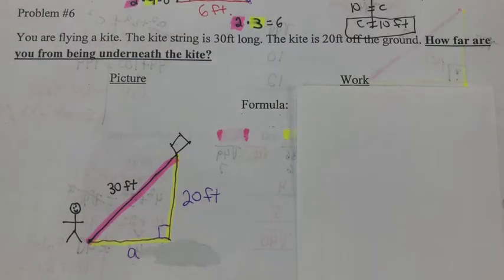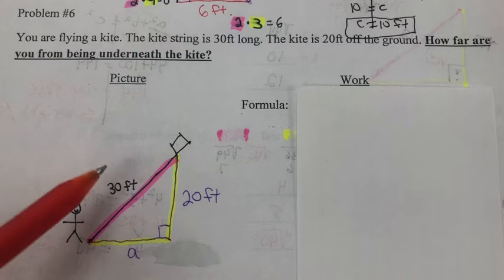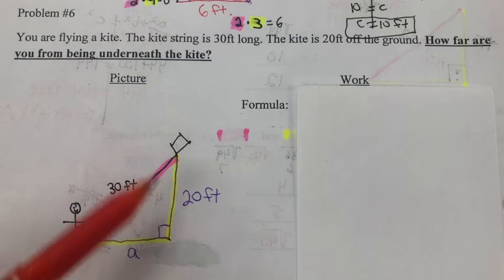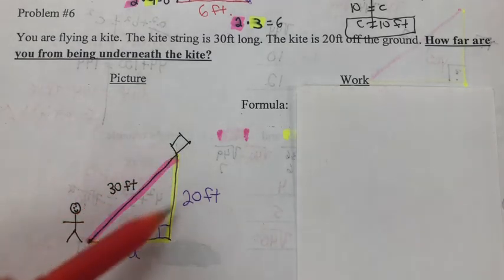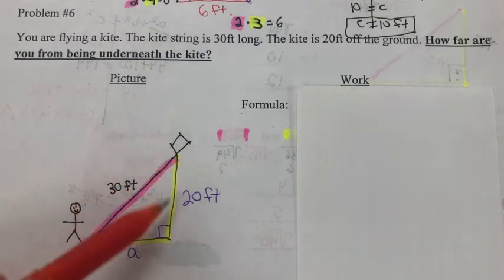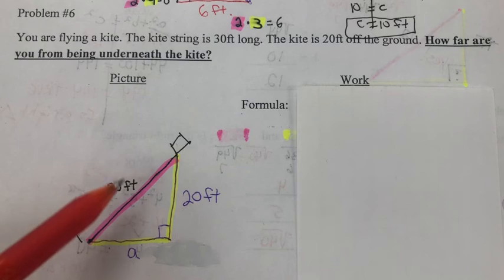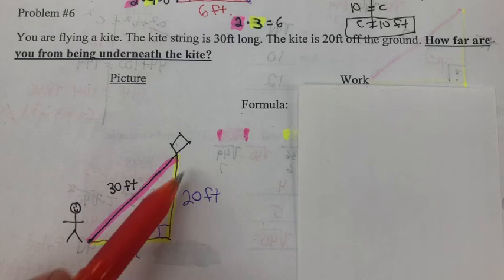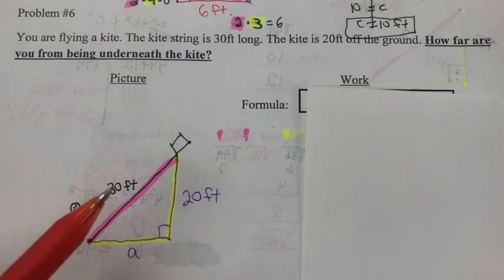For problem number 6, you're flying a kite. The kite string is 30 feet long. So hopefully you drew a picture to help you organize your work. Here's the kite string that you're flying, which is 30 feet long, and the kite is 20 feet off of the ground. So to measure the height from the ground to the kite would just be straight up vertically. And how far are you from being underneath the kite? So here is the hypotenuse, and we'll call this leg A and this one B, but we have the value for it, which is 20 feet.